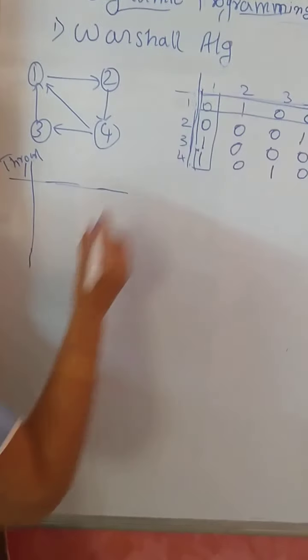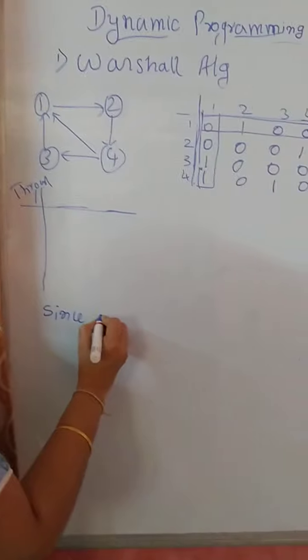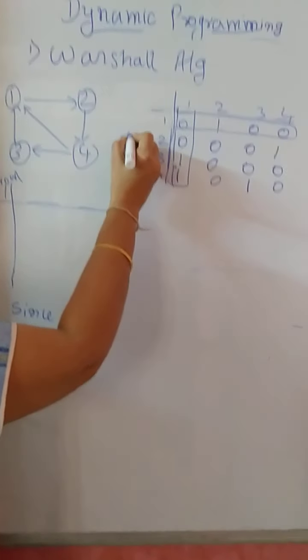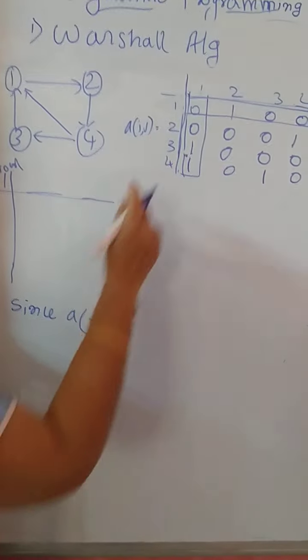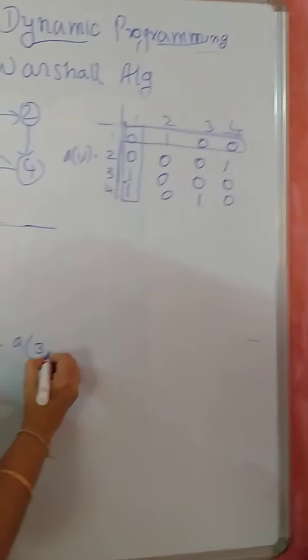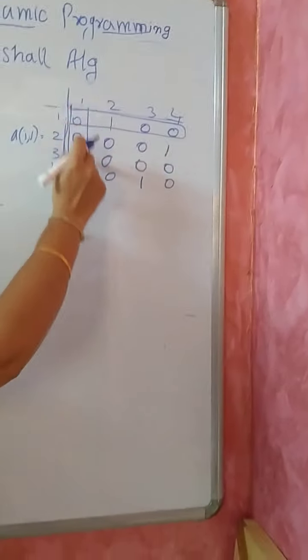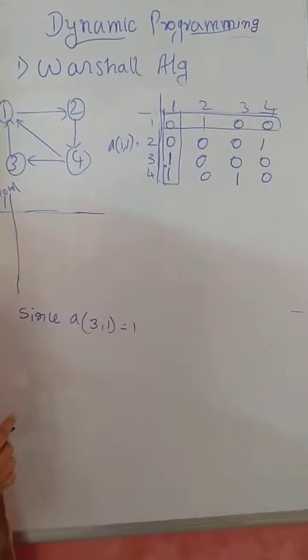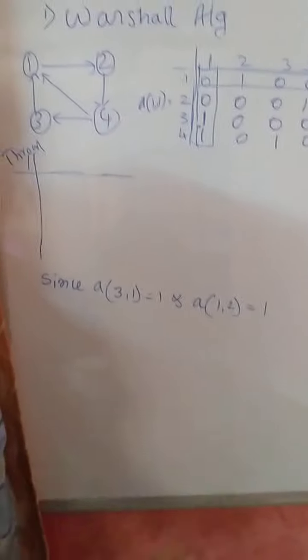So take this one in the column. This is A of ij. A of 3 to 1 is equal to 1. This one I am taking with this one. And A of this 1 is nothing but 1 to 2 is equal to 1.